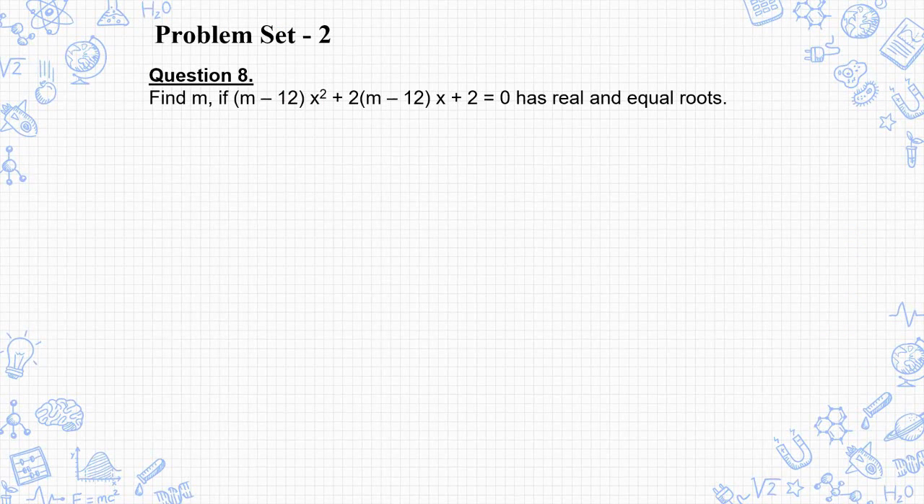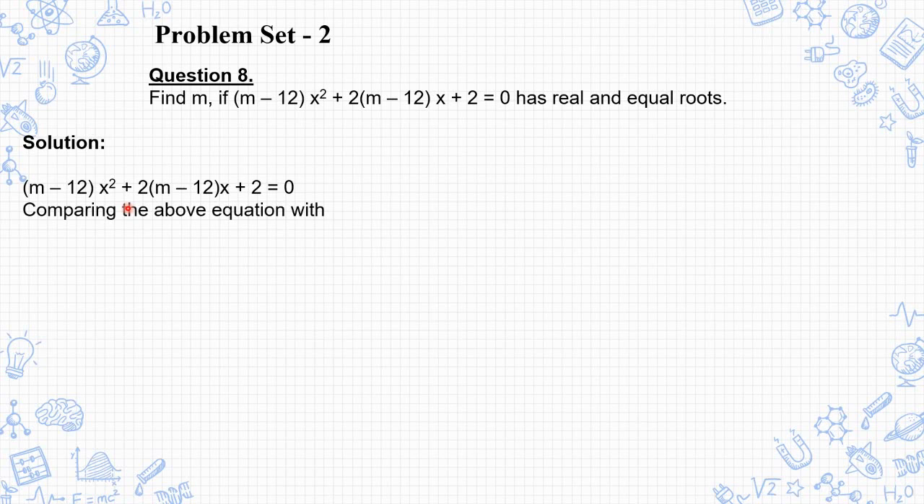Let us solve sum of problem set 2, the eighth one. Here we have to find m if this quadratic equation (m minus 12)x squared plus 2(m minus 12)x plus 2 equal to 0 has real and equal roots. Let us solve it. Solution: (m minus 12)x squared plus 2(m minus 12)x plus 2 equal to 0.